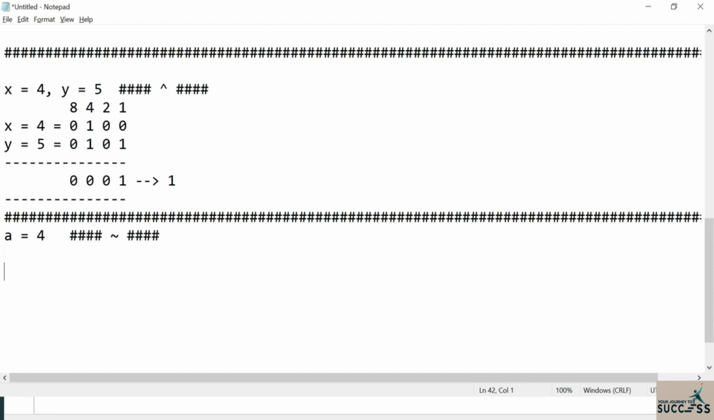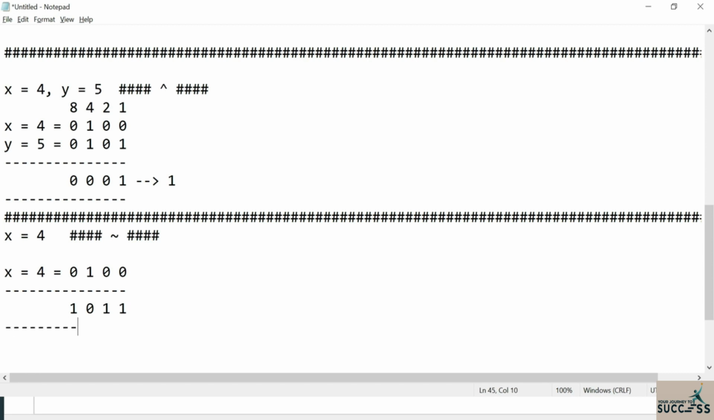Now suppose x equals 4. What is 4 in binary format? This is 4. Now complement means you need to find the opposite. What is the opposite of 0? 1. What is the opposite of 1? 0. What is the opposite of 0? 1. Again, what is the opposite of 1? In this case also it is 1 only.